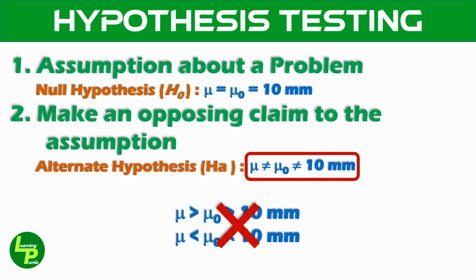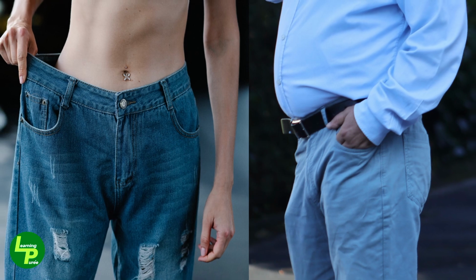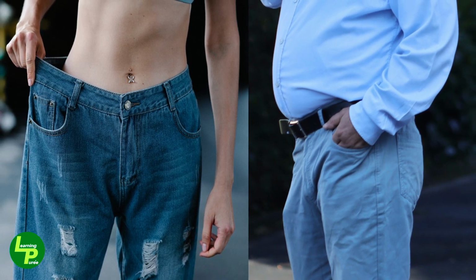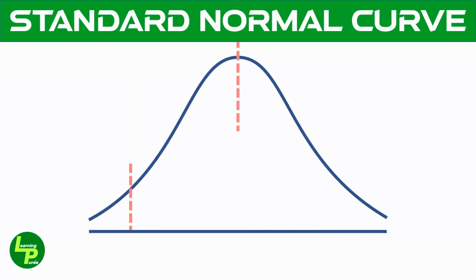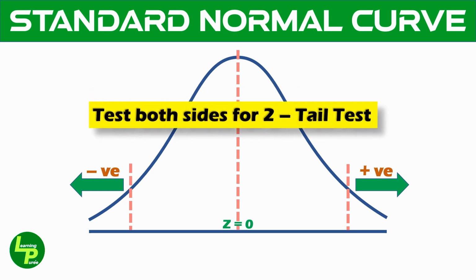Why is that so? For the simple reason that if the cap has either a smaller or bigger diameter than the specifications, it is going to be a problem. In such an instance, we will check for values on both sides, that is, the negative and the positive sides of the symmetrical standard normal curve. This approach is called the two-tailed approach for testing the claim.